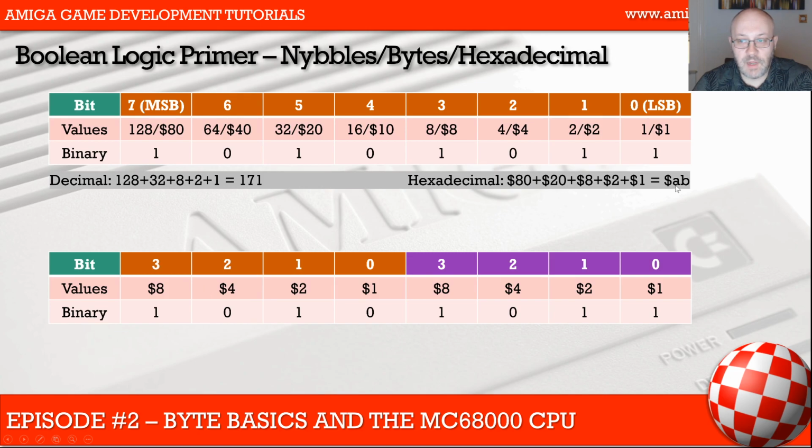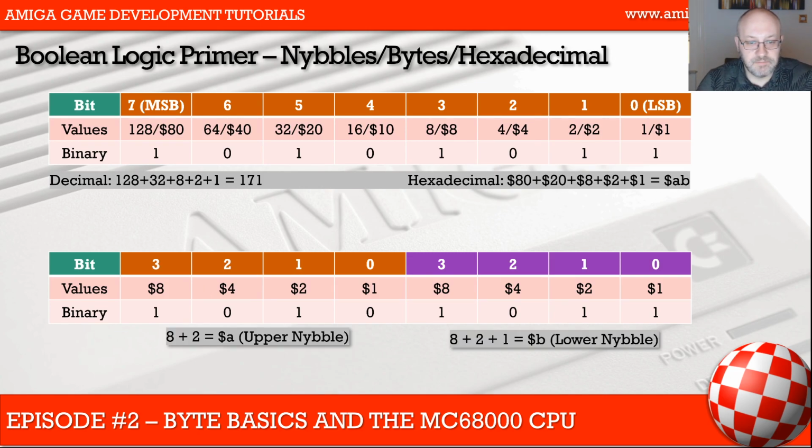So that is why we get AB. 8 plus 2 is in the upper nibble, so 8 plus 2 here is equal to A in the upper nibble. Sorry, I call them the upper nibble and lower nibble. And 8 plus 2 plus 1 in the lower nibble is B. So the answer is AB.